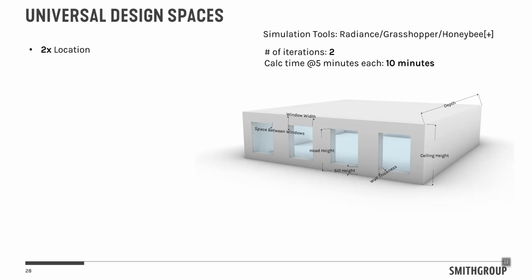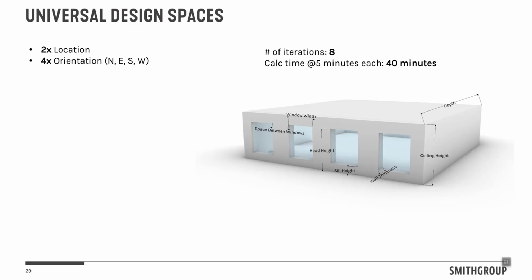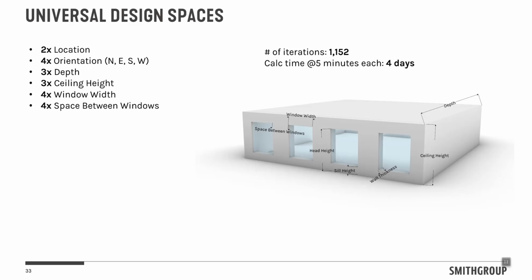So let's begin with location. Let's say we choose 2 locations, and if each calc takes 5 minutes, this will be 10 minutes total. Now we might have orientation. So we have now 2 locations, 4 orientations. That's 8 total. That's going to take 40 minutes to run. If we add depth, 3 ceiling heights, you see we're now up to 6 hours. So what I'm doing here is going through and showing you how these different features quickly explode exponentially and take quite a long time to simulate. Window width, space between the windows, the sill height. Here we are with over 2,000 iterations. It's going to take you about 8 days to calculate.